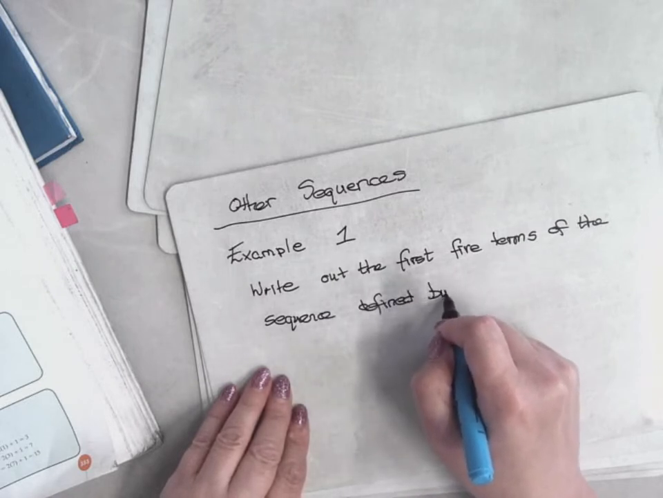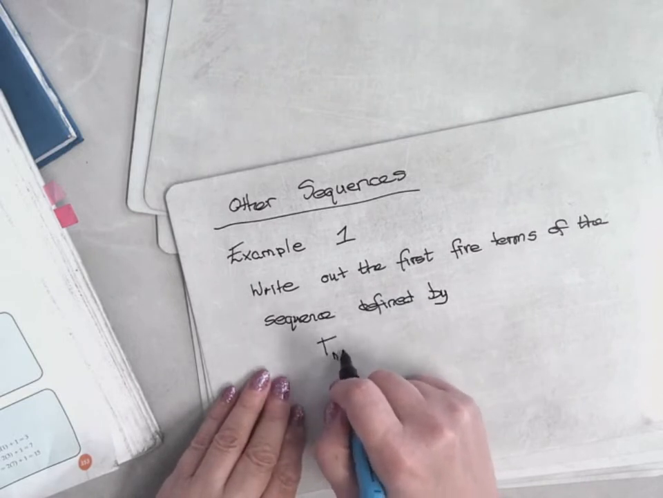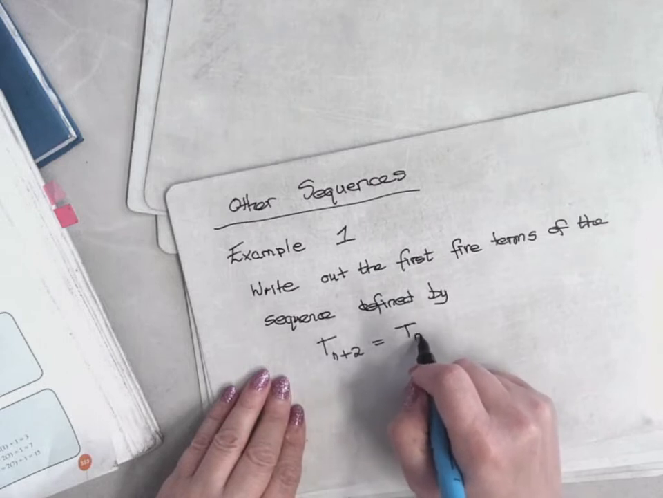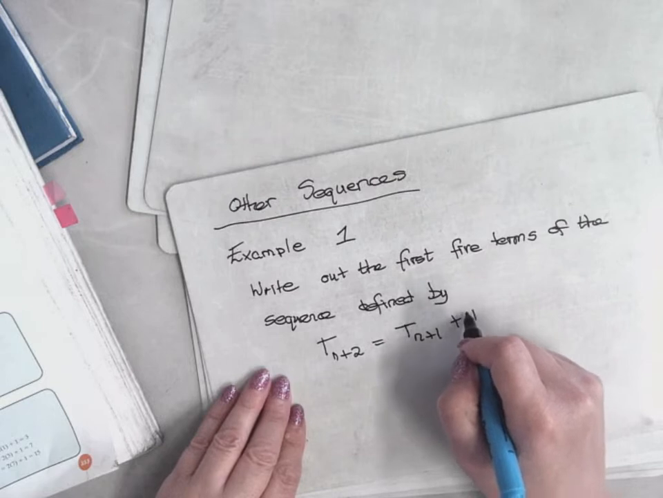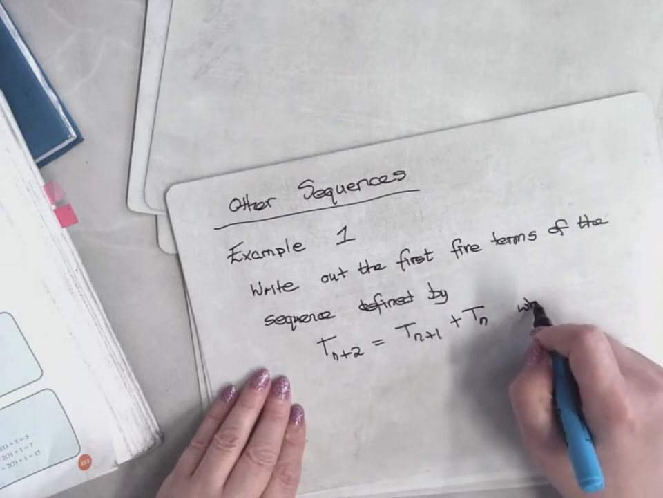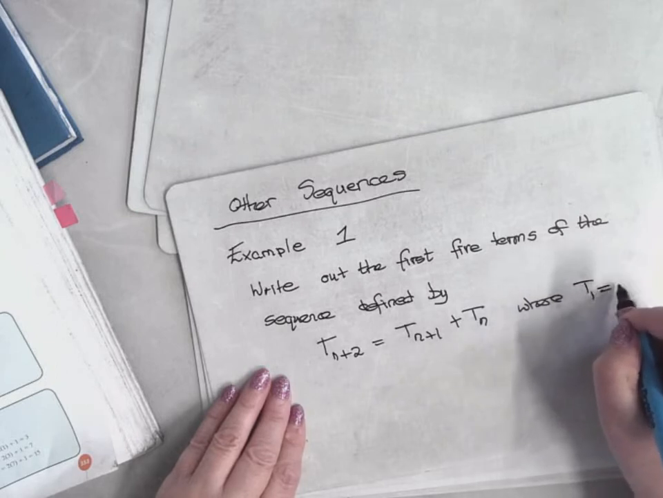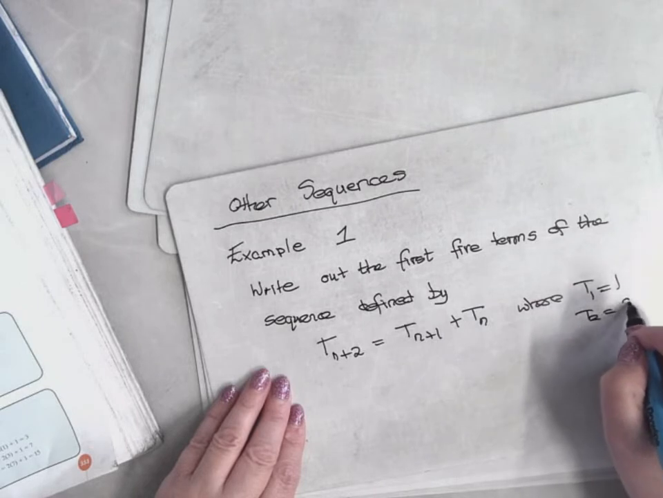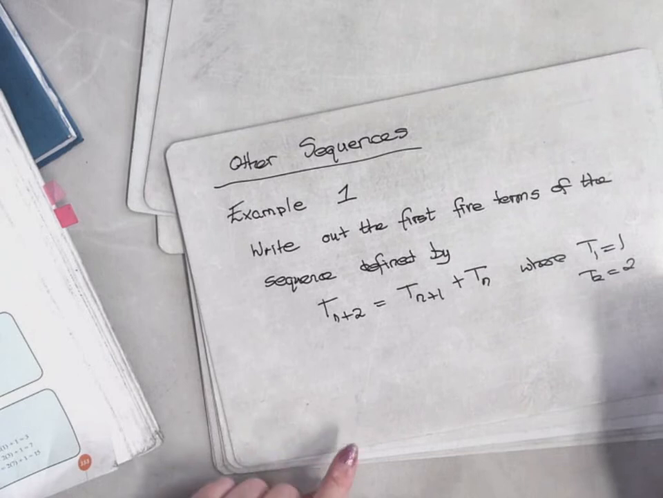The sequence is defined by T(n+2) = T(n+1) + T(n), where T1 equals 1 and term number 2 is equal to 2. So they told you the first two terms and a rule to get the rest.